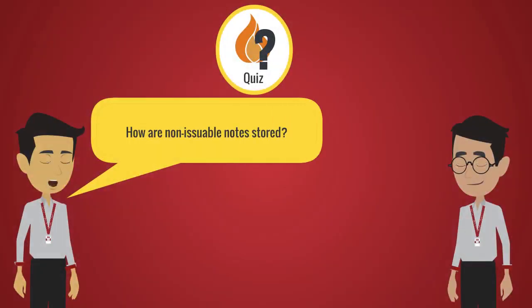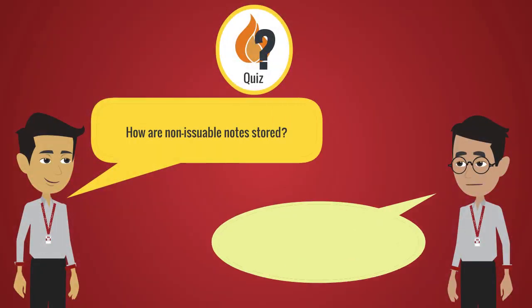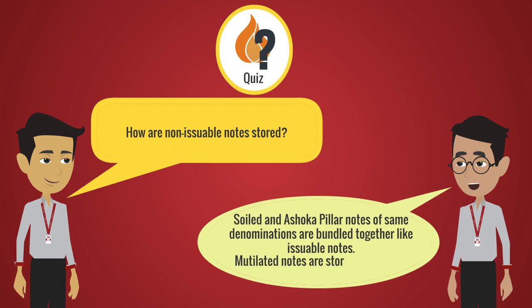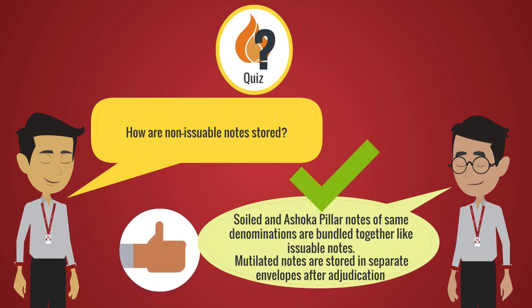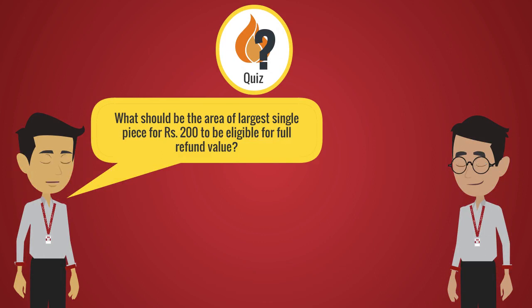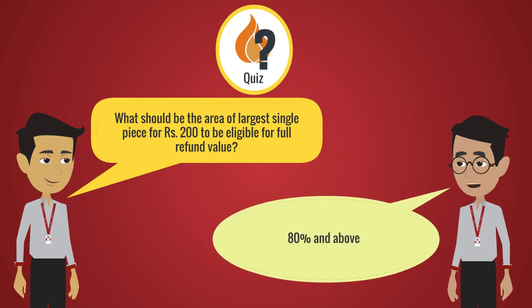How are non-issuable notes stored? Soiled and Ashoka pillar notes of the same denominations are bundled together like issuable notes. Mutilated notes are stored in separate envelopes after adjudication. What should be the area of the largest single piece for Rs 200 to be eligible for full refund value? 80% and above.